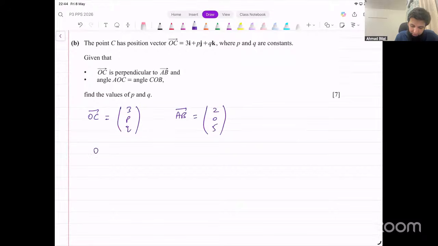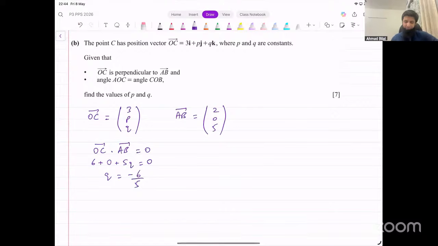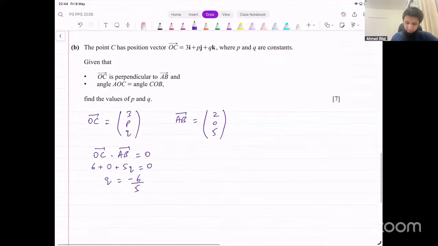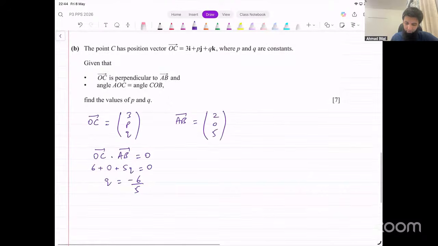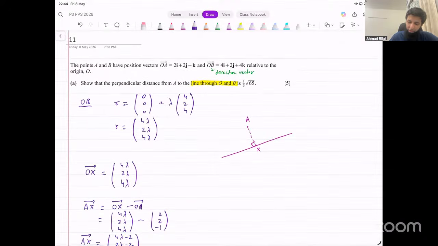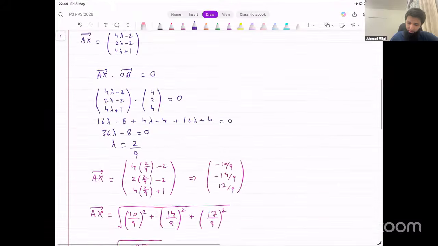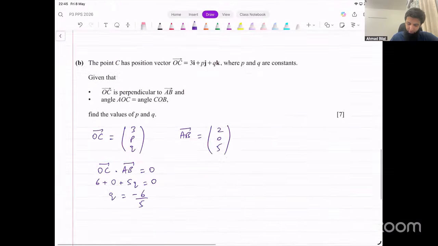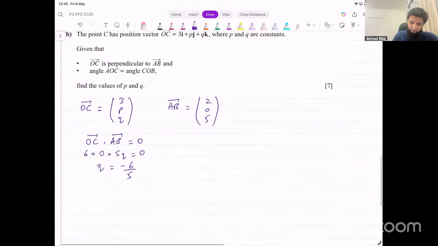Their dot product is supposed to be equal to 0. That gives us 6 plus 0 plus 5Q, which is equal to 0. The value of Q is turning out to be minus 6 over 5. Okay, that's the value of Q that we're getting, directly from this. In OB minus OA, the J component is indeed 0, right? Okay, that's interesting. So we got the Q value directly.